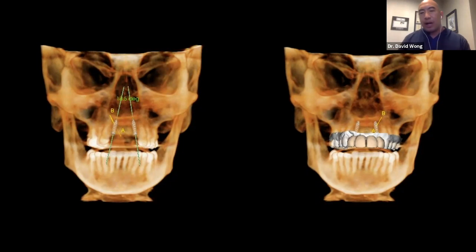And we're going to place implants for number 7 and 10. We got a digital wax up going so we can show her a little bit what her teeth are going to look like.